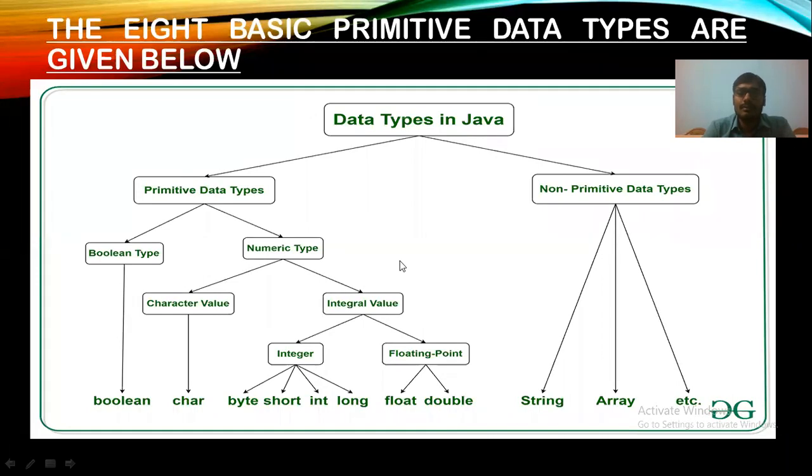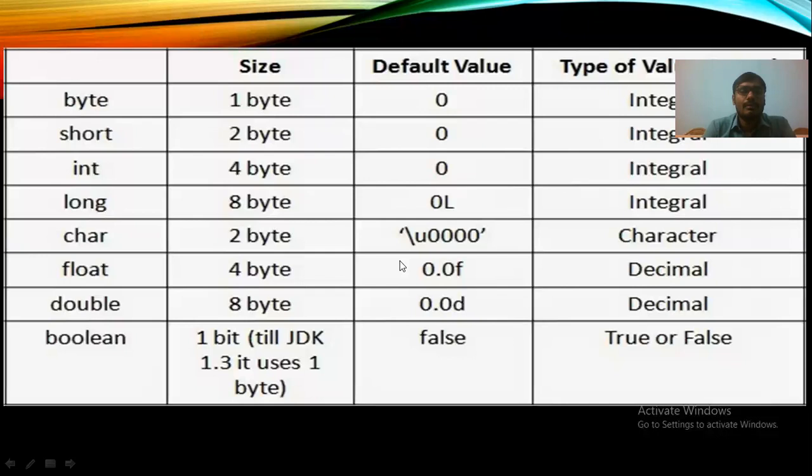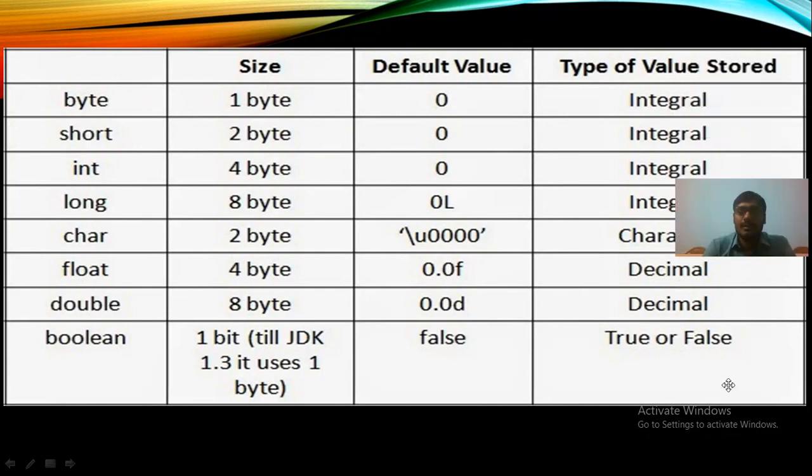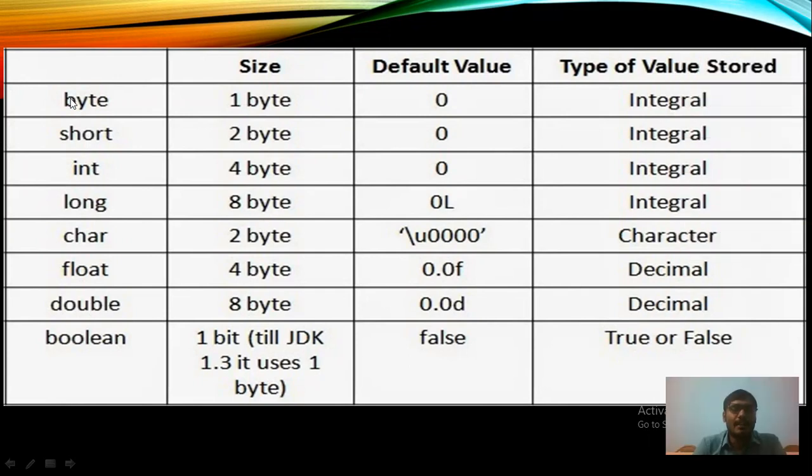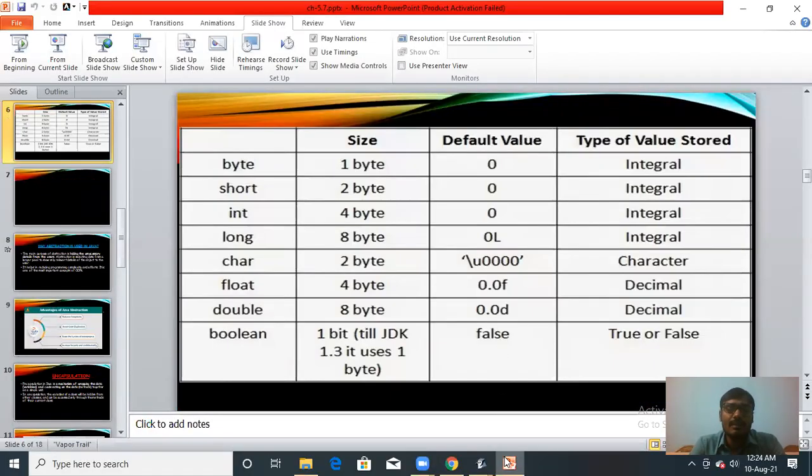Now we will come to the topic primitive data types. You can see, first is byte. It takes 1 byte of memory. You can assign any variable with the data type byte. Its default value is 0. And which type of value is stored in byte data type? It is used to store integral values, meaning it is used to store some integer.